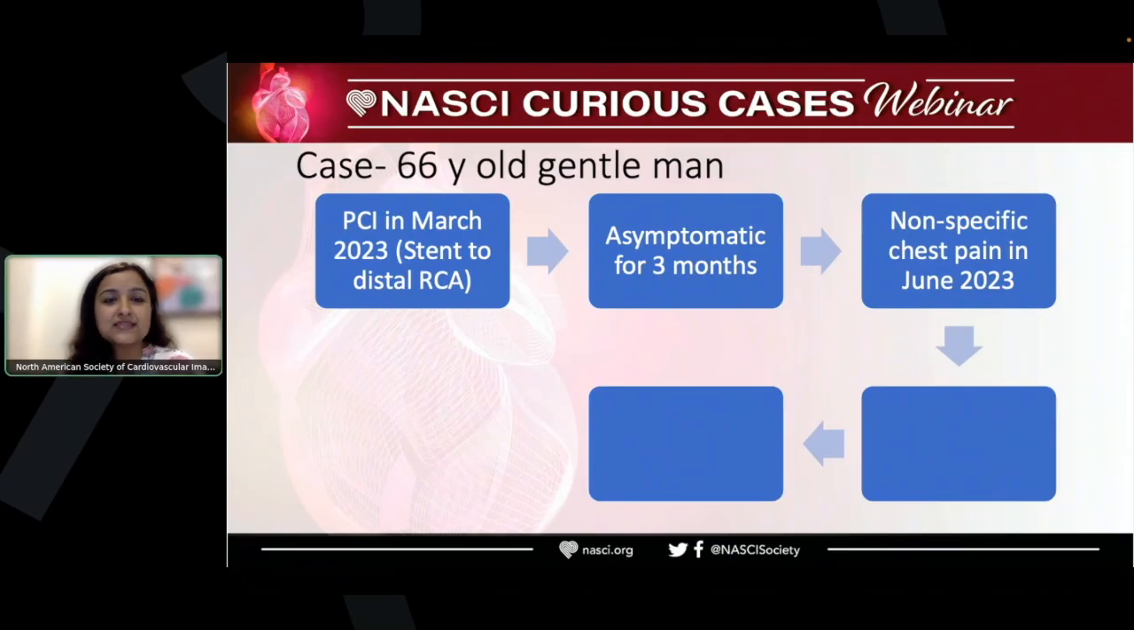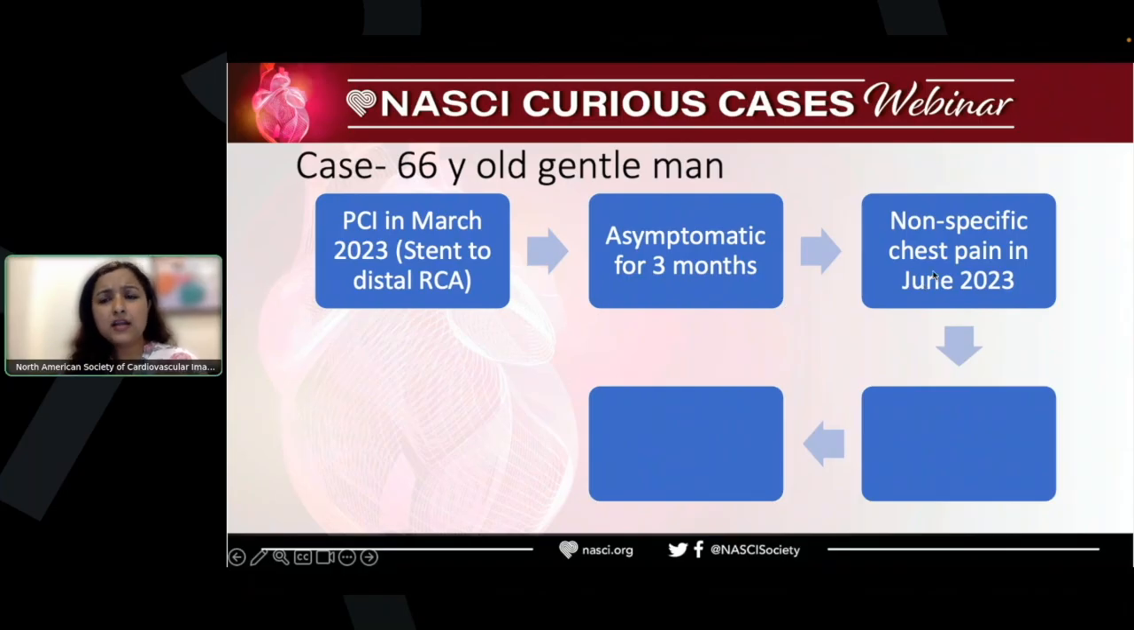So, this is regarding a 66-year-old gentleman who came to us with a history of chest pain. But I'll go back in time and talk about his previous history first. He had a stent to the distal RCA in March 2023, and then he was fine after the procedure, asymptomatic, with no peri-procedural complications. After around 3 months, he started having non-specific chest pain again. That was in June 2023, so 3 months down the line.